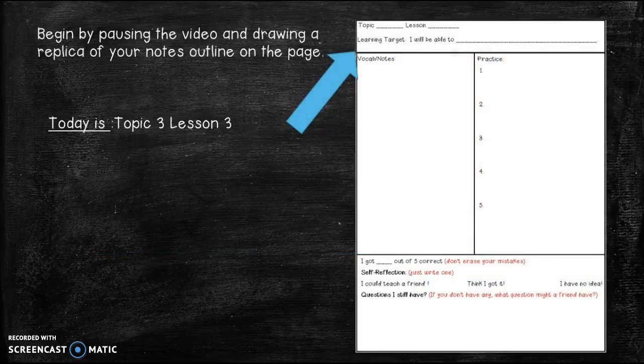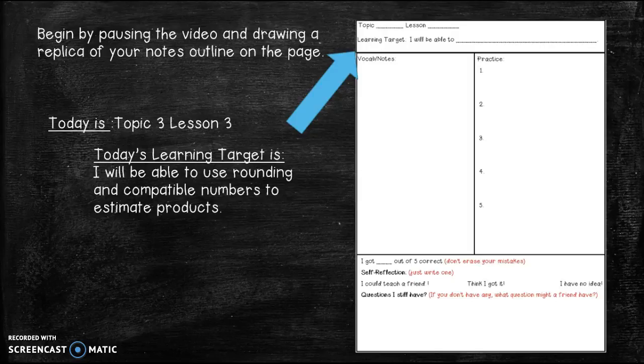Today's lesson is Topic 3, Lesson 3, and today's learning target is, I will be able to use rounding and compatible numbers to estimate products. We already learned how to use rounding and compatible numbers to estimate when adding and subtracting, so now we're just applying it to multiplication as well. So it should be pretty easy.